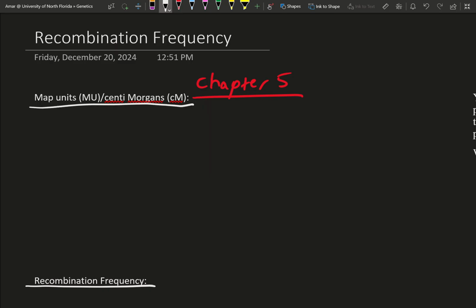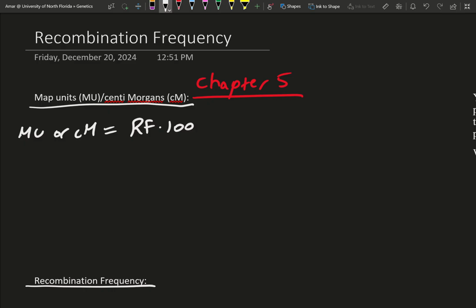So the map unit, or centimorgan, is essentially a unit that measures the recombination frequency between two different genes, but it doesn't actually measure the actual distance between two different genes. It just measures the recombination frequency. To calculate the map unit, or centimorgans, it's basically the recombination frequency times 100, and that'll give you the map unit or centimorgan between two different genes. You can also go in the reverse direction as well.